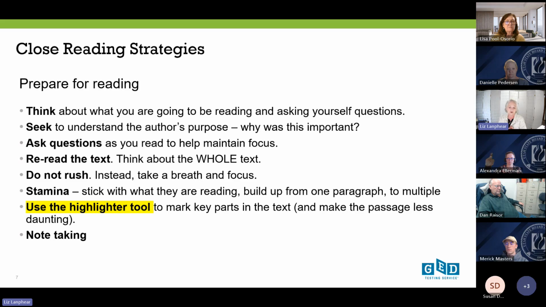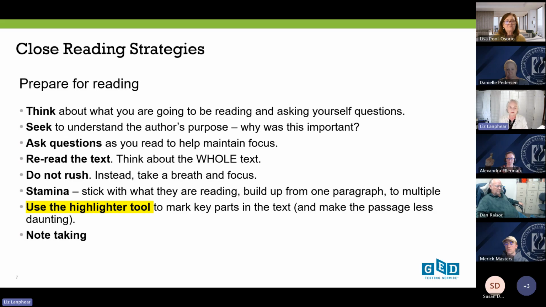Teach them to use the highlighter tool, please. This is one of the most underutilized tools within the test environment, and it's so important, especially on the social studies test. They need to mark key parts of the text as they're reading it, and it's going to help them. It's going to break it down and have it be less daunting when they're going to answer those questions.